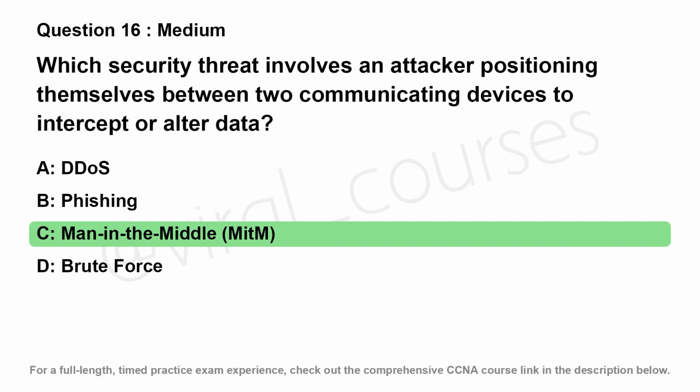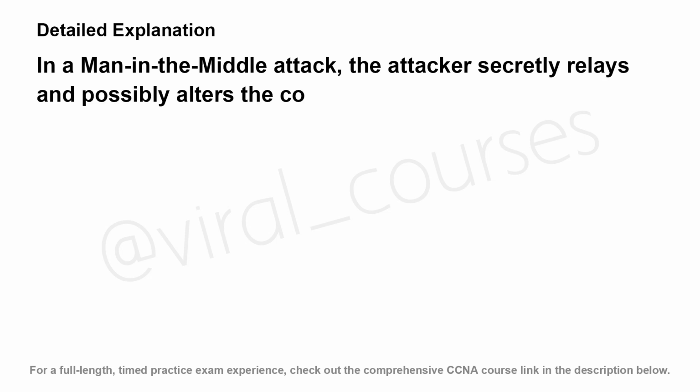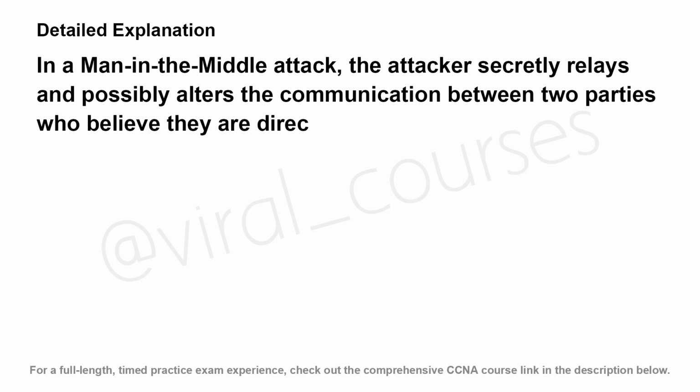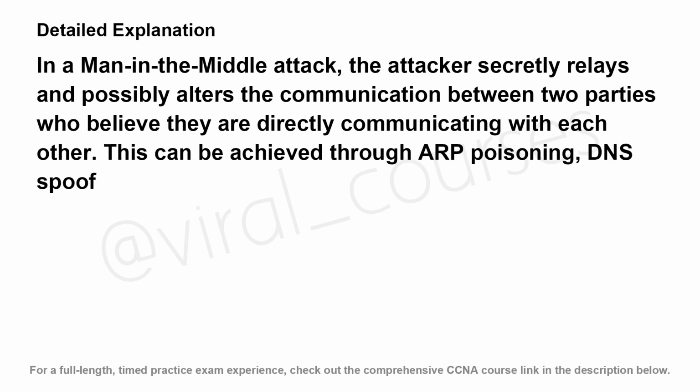The correct answer is C. In a man-in-the-middle attack, the attacker secretly relays and possibly alters the communication between two parties who believe they are directly communicating with each other. This can be achieved through ARP poisoning, DNS spoofing, or rogue Wi-Fi hotspots.